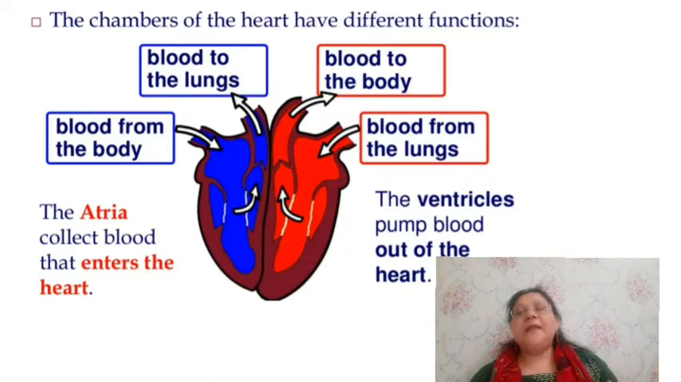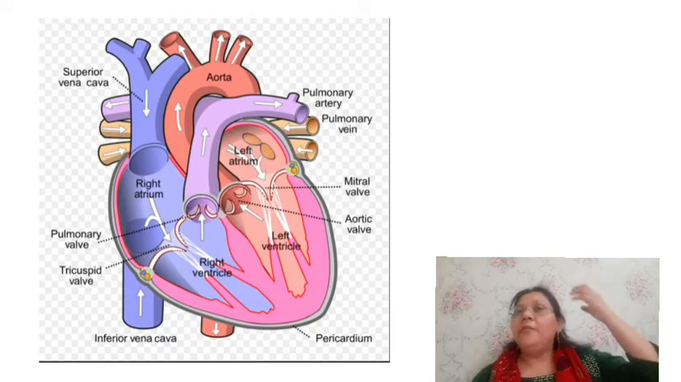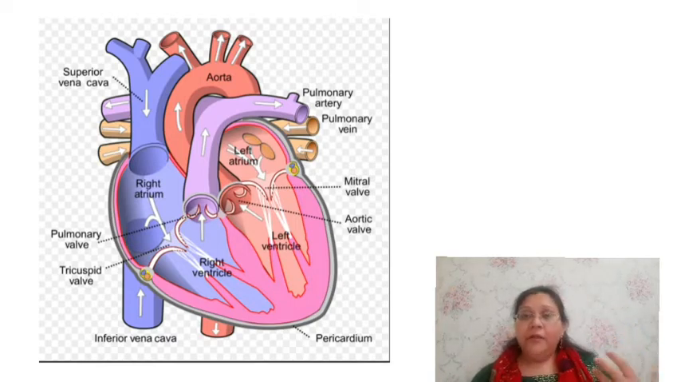The right atrium and right ventricle are separated by the tricuspid valve. The left atrium and left ventricle are separated by the bicuspid valve. Now, the vena cava carries the impure blood to the right atrium. The vena cava has the superior vena cava as well as the inferior vena cava. The superior vena cava carries the impure blood from the brain, and the inferior vena cava carries the impure blood from the lower part of the body.